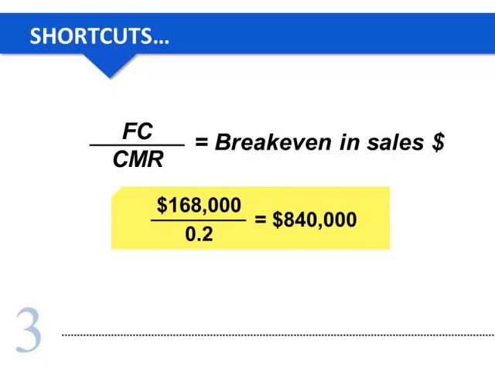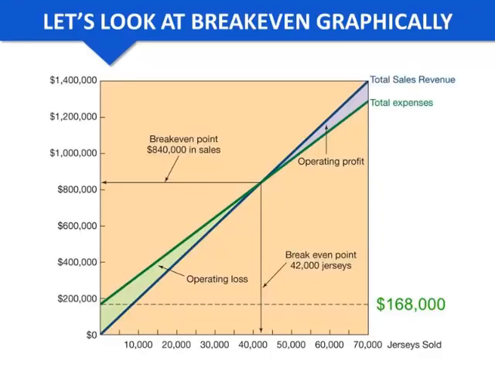Here is a break-even graph for Universal Sports Exchange. The blue line represents total sales revenue. It begins at the origin where sales volume equals 0. This is because if no units are sold, there is no sales revenue. The line increases at a slope equal to the sales price per unit.